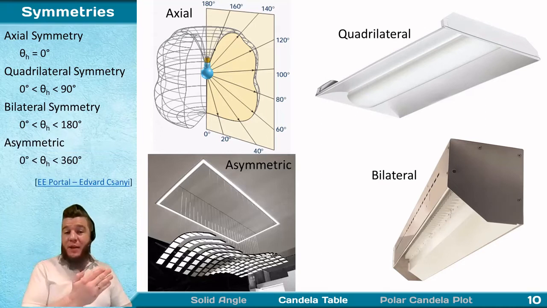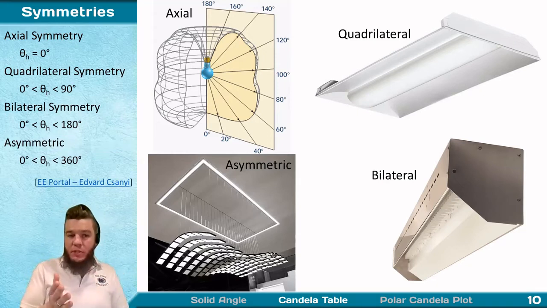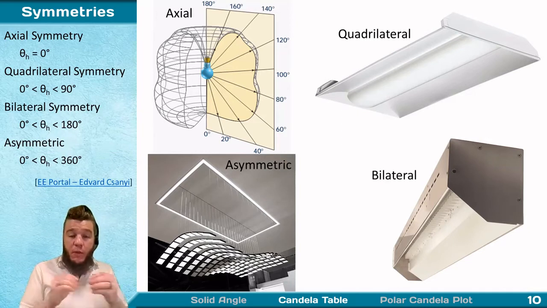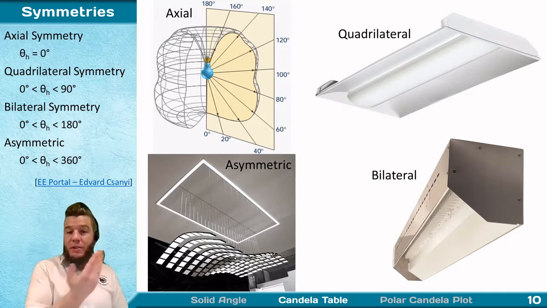And our last option is asymmetric luminaires. And so these luminaires are different in every angle. There's no symmetry at all. So you're going to need to use a full 360-degree equatorial sweep to fully characterize the distribution of light coming from a luminaire that looks like that one.